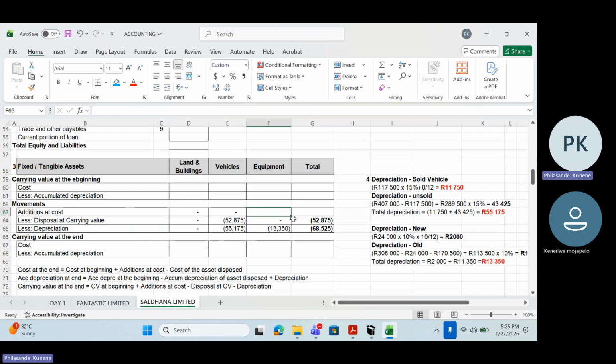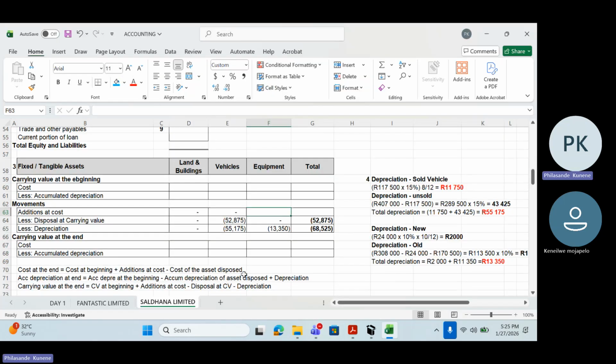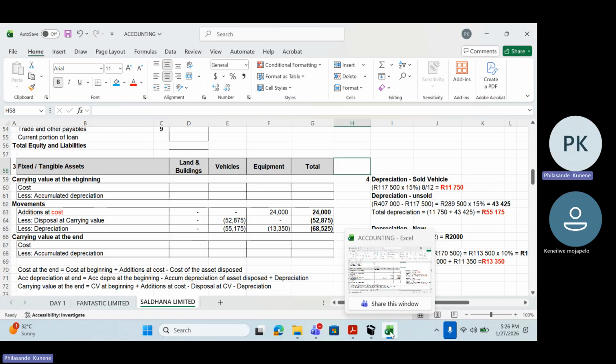And then under equipment, how much am I going to record here? 24,000. 24,000, yes, very good. Additions at cost, it means that I need the cost of the asset that I have purchased, which is going to be 24,000 rands, yes. And then from these 24,000 rands, I'm getting the total, which is going to be how much? It will be 24,000 rands. Okay. Now we can go to the trial balance, okay?